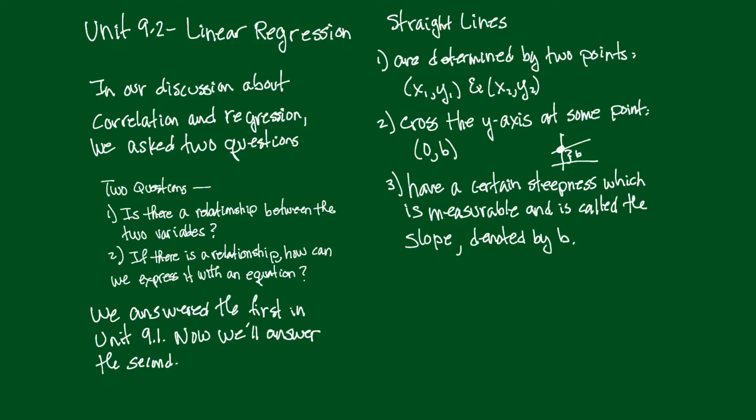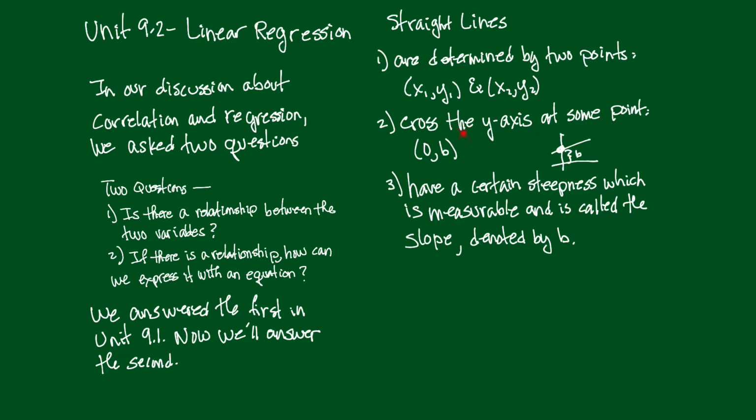This is a section on linear regression, so we need a little discussion about lines, just to remind ourselves of a few things about lines. Straight lines, number one, are determined by 2 points, x1, y1, and x2, y2. The subscripts just keep track of which value you have: first x, first y of the first point; second x, second y of the second point.